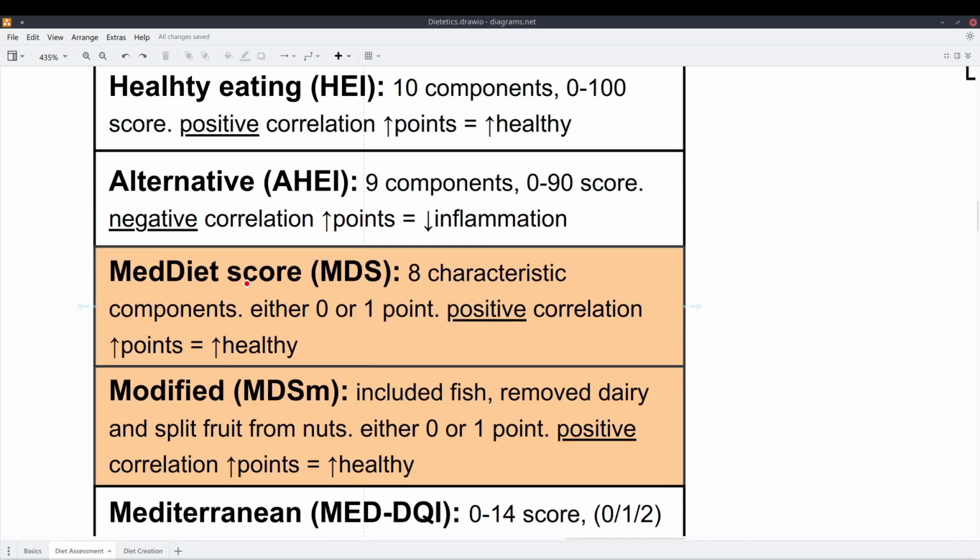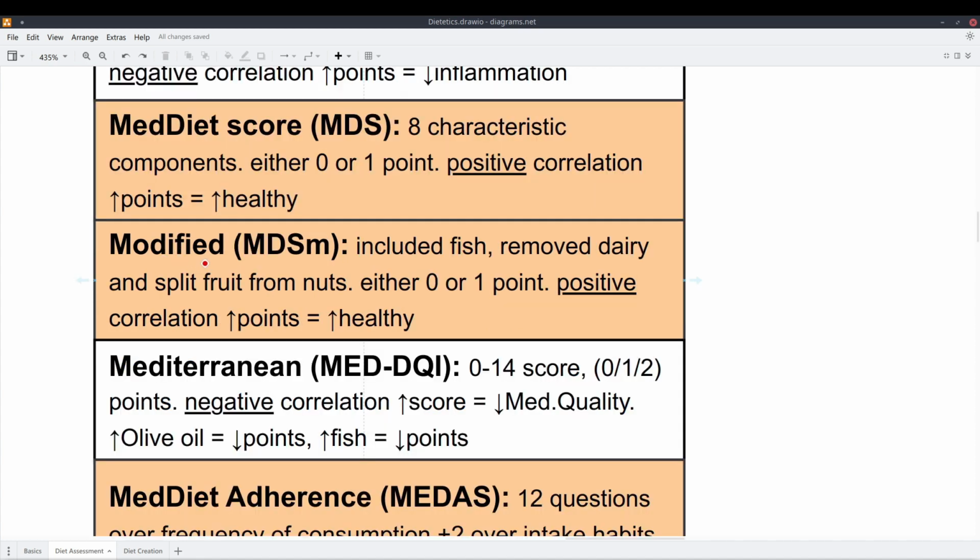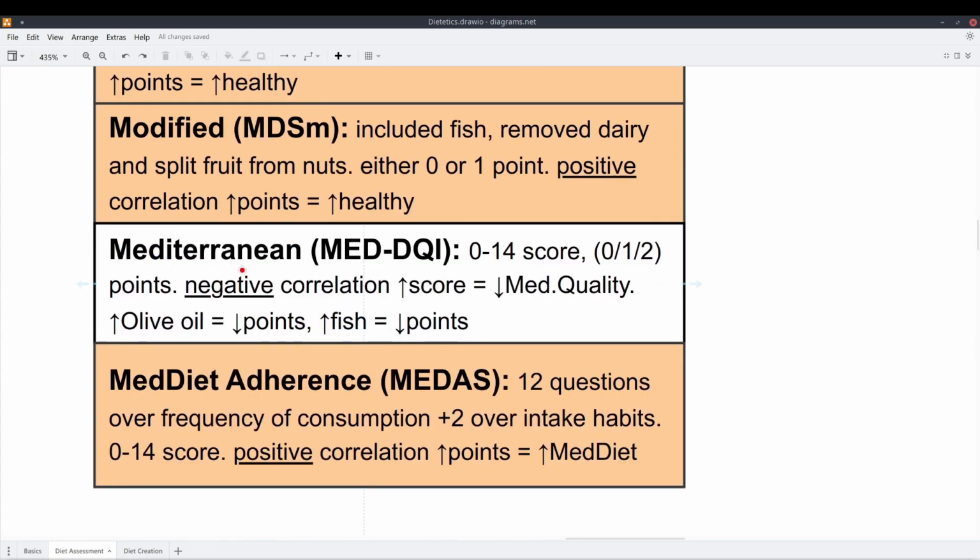Then we have the Med Diet Score, MDS, which are 8 characteristic components of the Mediterranean diet. It gives either 0 or 1 point, and it has a positive correlation, so more points, healthier. Then there is the Modified Med Diet Score, which includes the fish, removes the dairy, and splits the fruit from the nuts. It gives either 0 or 1 point, and the positive correlation between points and a healthy way of eating. Then we have the Mediterranean Diet Quality Indicator.